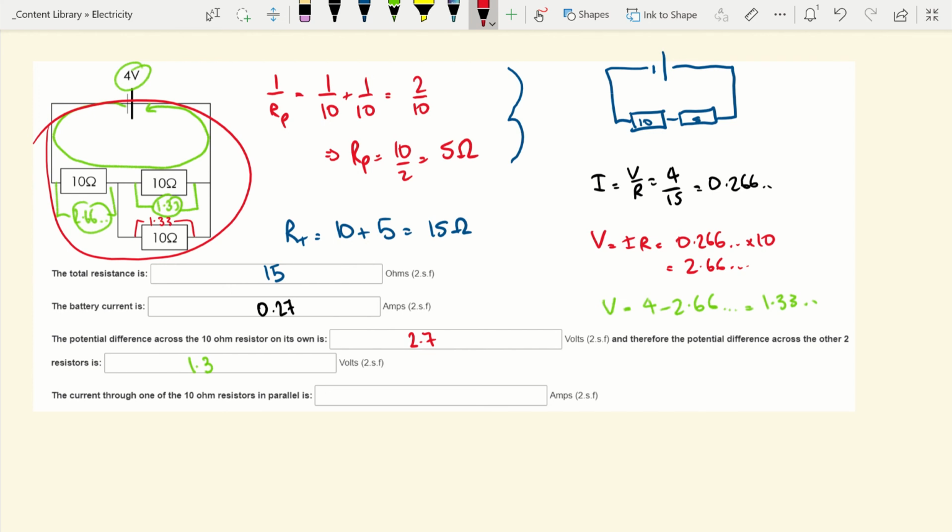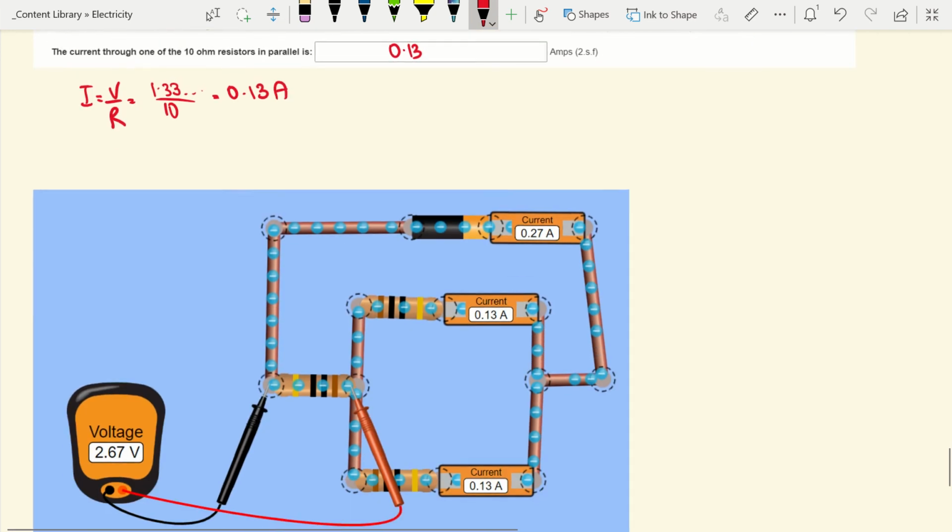And then final thing, the current through one of the 10 ohm resistors in parallel. So to get current, we're just going to do V over R. Now we know the potential difference across one of those resistors is 1.33. And we know its resistance is 10, so you can see that that's going to be 0.13 amps. And that makes sense because if we've got 0.13 going through the top one, 0.13 going through the bottom one, those two add together to give you the 0.27. So that makes sense. So let's have a look at that.